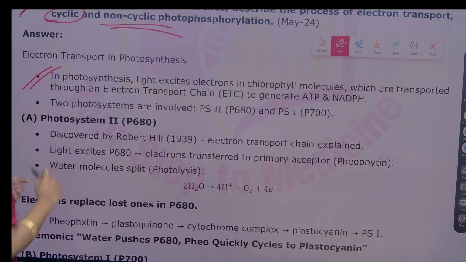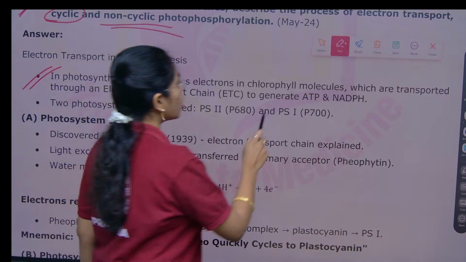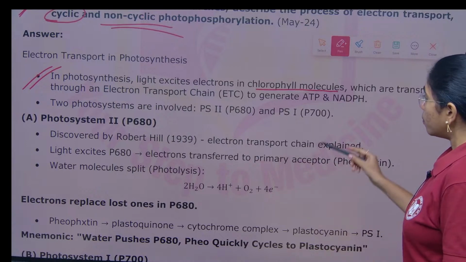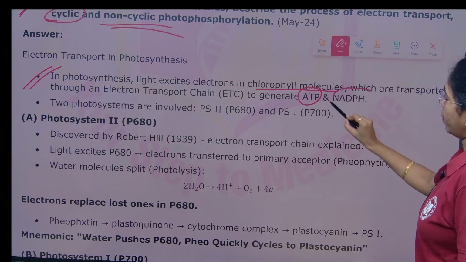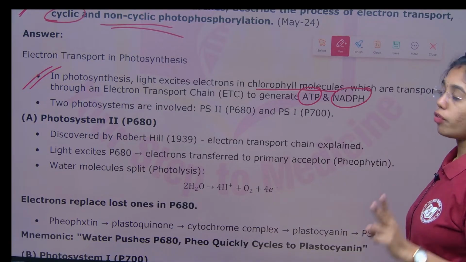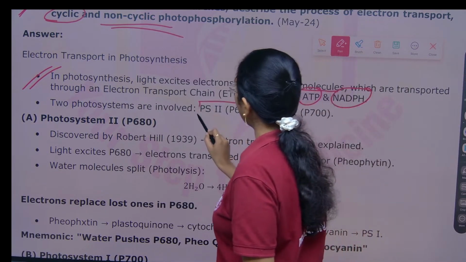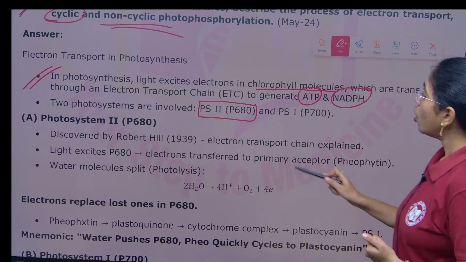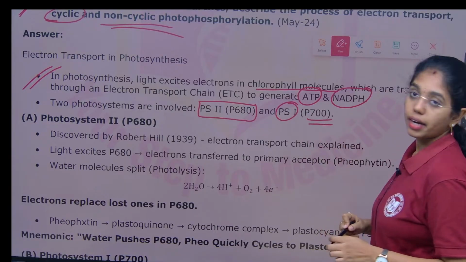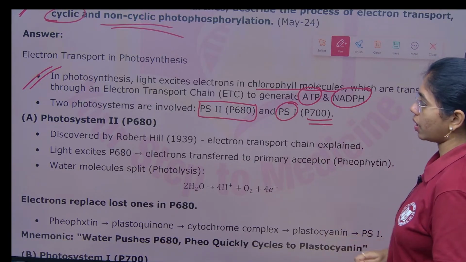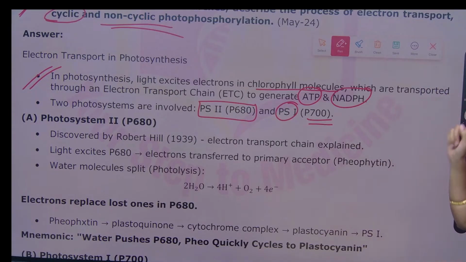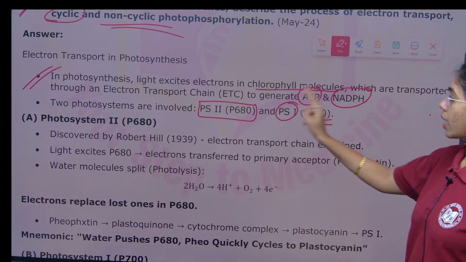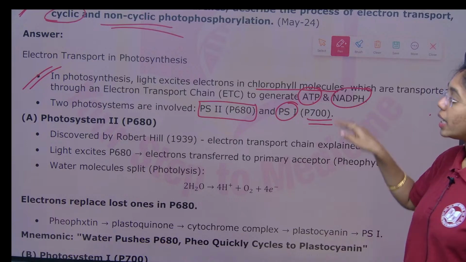In photosynthesis, light excites the electrons in chlorophyll molecules, which are transported through the electron transport chain to regenerate both ATP and NADPH. Two photosystems are involved here: photosystem 2, which is P680, and photosystem 1, which is P700, with the highest wavelength of excitation. So first you have to mention what? Light excites the electrons in chlorophyll molecules which are transported through the electron transport chain. This will regenerate both ATP and NADPH.